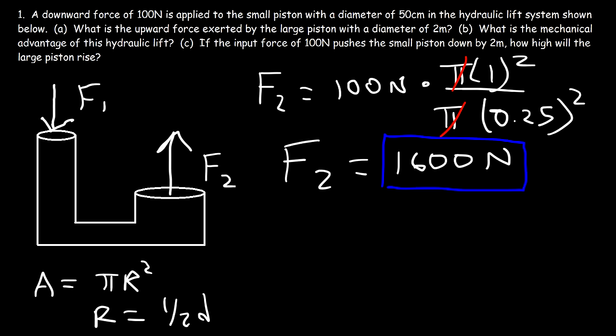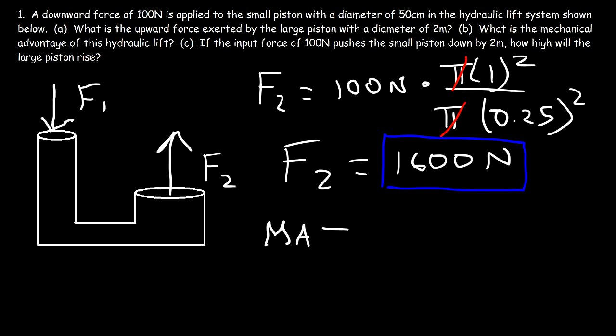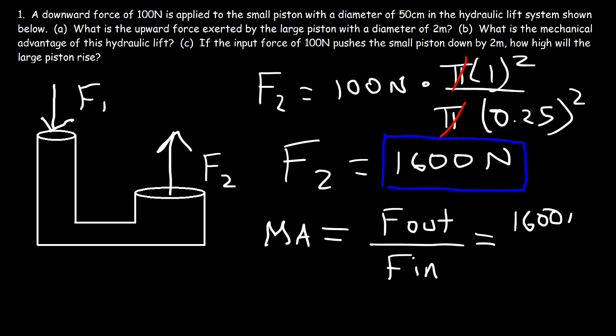So let's move on to part B. What is the mechanical advantage of this hydraulic lift system? Mechanical advantage is the ratio between the output force and the input force. So the output force, the force exerted by the machine, is F2, which is 1600 newtons. The input force is the force that we applied to the machine, that's 100 newtons. So the mechanical advantage of this particular hydraulic lift system is 16.